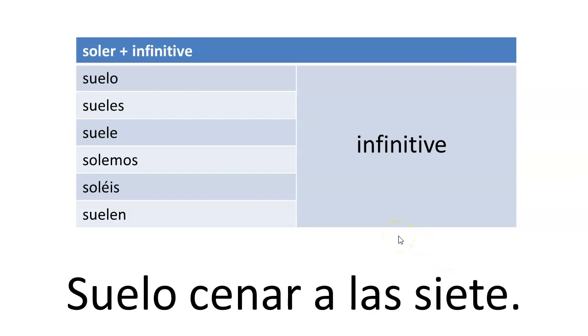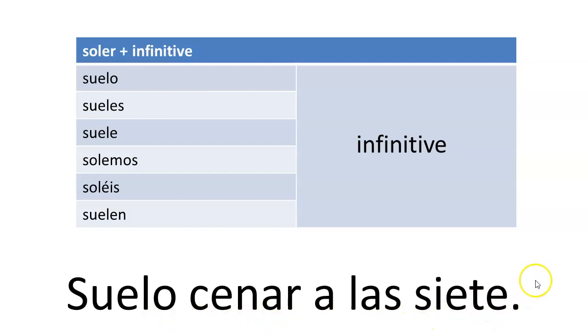Our last modal verb in the list for today is soler. Now notice that soler is an O to UE stem changer, so you need to be aware of that and be sure that you memorize the forms. So in English, soler is commonly translated as to usually do something. So for example, if I say suelo cenar a las 7, remember cenar is to eat dinner. So this would mean I usually eat dinner at 7 o'clock.